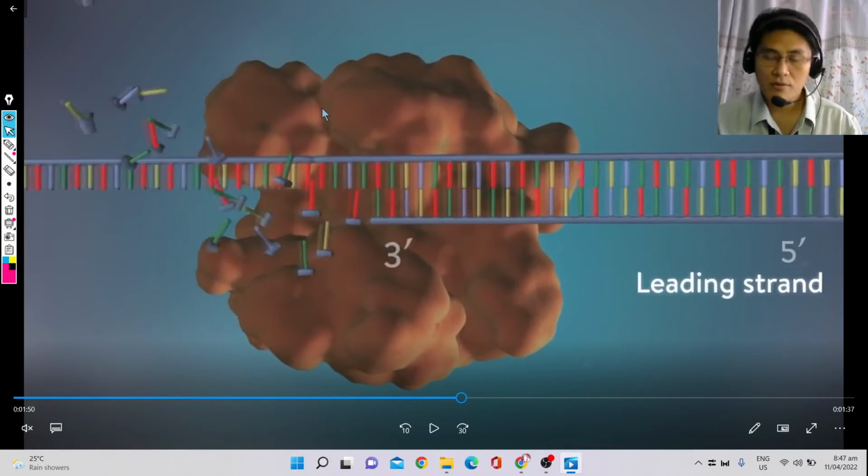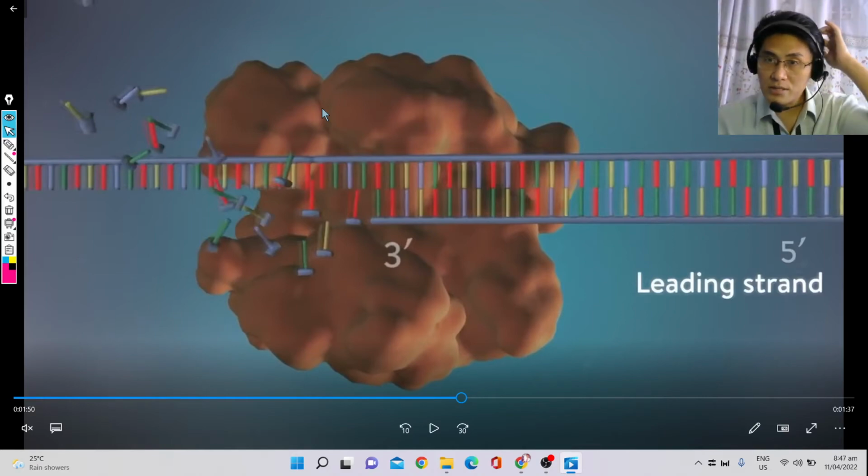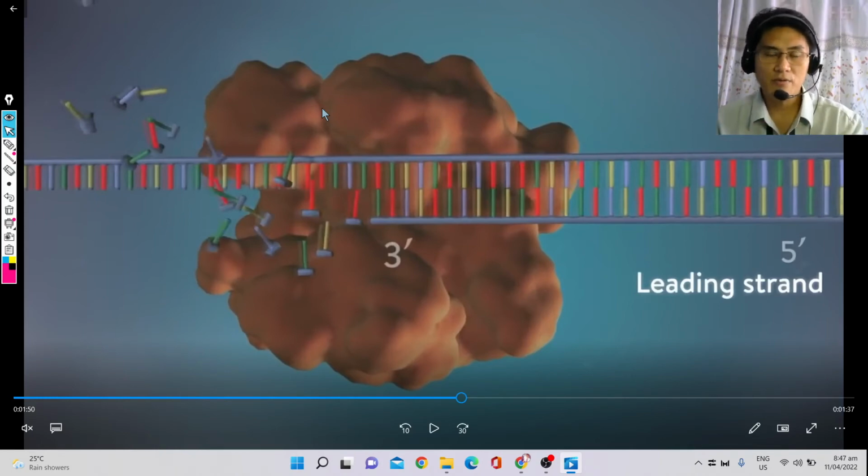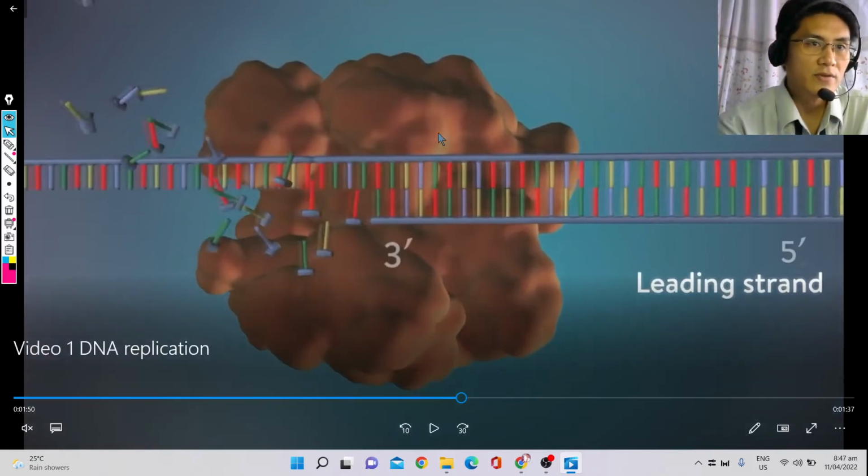Yes, we could have evolved into a configuration wherein we have two types of DNA polymerase. One DNA polymerase can do 5 prime to 3 prime, and the other DNA polymerase can do 3 prime to 5 prime. But as it stands now, our DNA polymerase, in fact, even our RNA polymerase, which we will be talking about in the protein synthesis, can also only do 5 prime to 3 prime. Okay? So these are the nuances for this video.